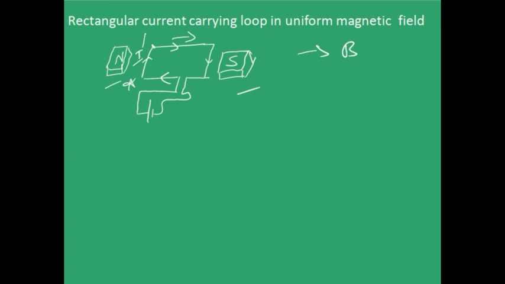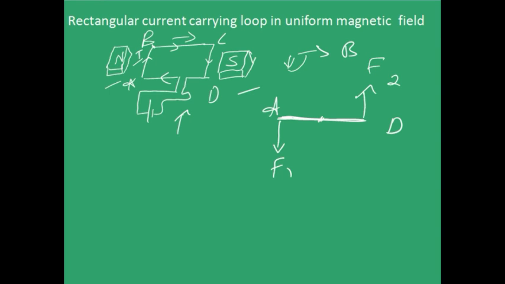Let me name this A, B, C, D. Due to BC and AD, there is no force. But due to AB, there will be a force. If we see the same loop from this direction, it will appear to me as a line. This is A and this is D. Of course, behind A is B and behind D is C. The force on AB due to this magnetic field will be in this direction by the right hand rule. Let it be F1. Similarly, the force on CD due to the same magnetic field will be in this direction. Let it be F2. Note that the magnitudes will be the same.